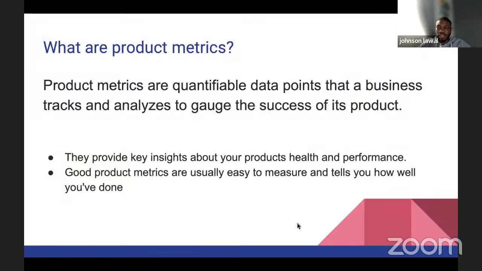Okay, so firstly, what are product metrics? So metrics comes from the word measurement, and product metrics can be said to be quantifiable data points that help you analyze and gauge the success of a product. Okay, so we're talking about two keywords there: quantifiable, number one. Number two, you are gauging the success of a product.